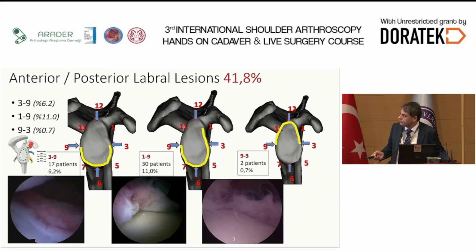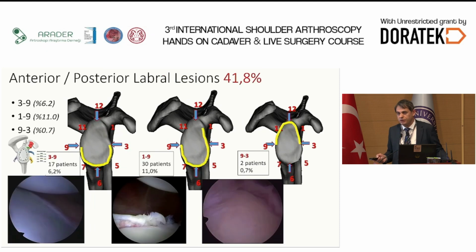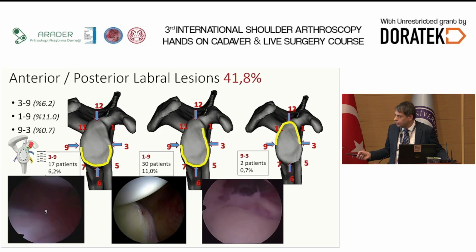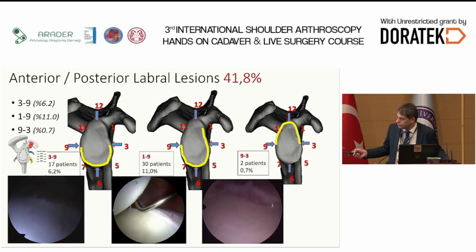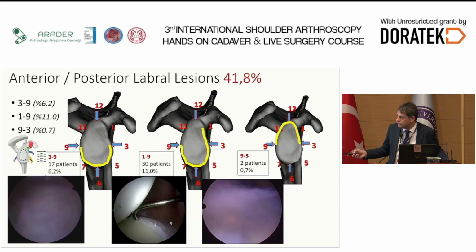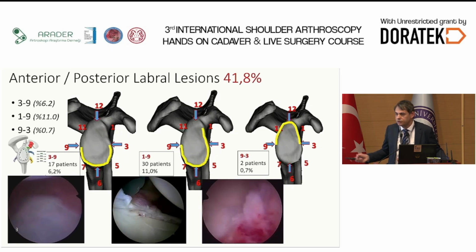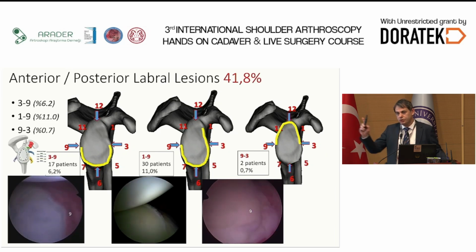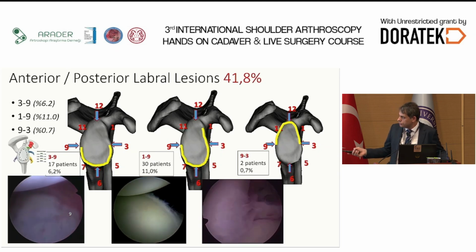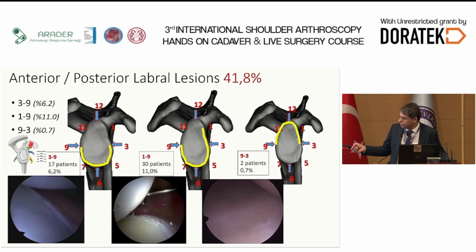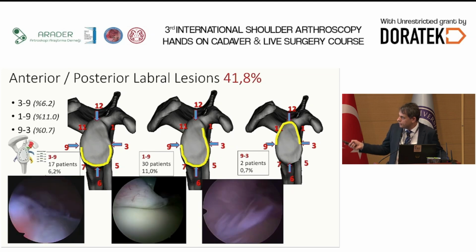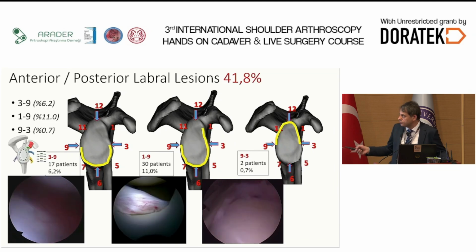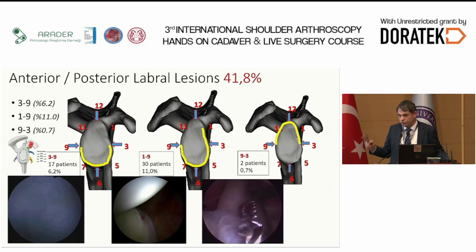About 40%, 42% of them are combined, anterior and posterior. So it starts from anterior, 3 o'clock, and ends at 9 o'clock. This is the avulsion of the entire inferior glenohumeral ligament: anterior, axillary portion, and posterior part. And there's another variation. It starts from 1 o'clock to 9 o'clock, or it's a reverse, 3 to 9. This is 9 to 3 o'clock. So this is also seen in 2 patients in 2 years.